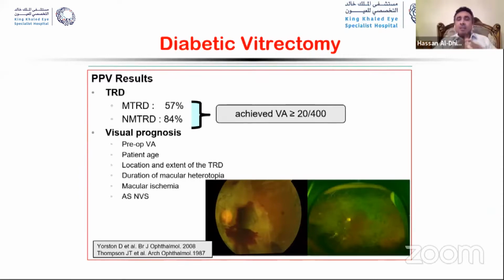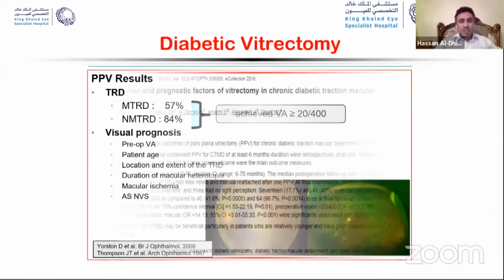57% of the patients achieve visual acuity of 20/400 or even better, while in patients with non-macular TRD, the expectation is higher, reaching 84%. Visual prognosis depends on the pre-op visual acuity, the patient's age, the location and extent of the traction retinal detachment, and the duration of macular detachment, as well as macular ischemia and anterior segment neovascularization, of course.